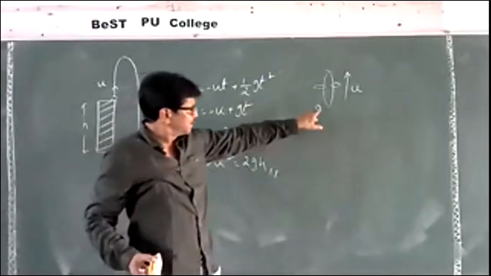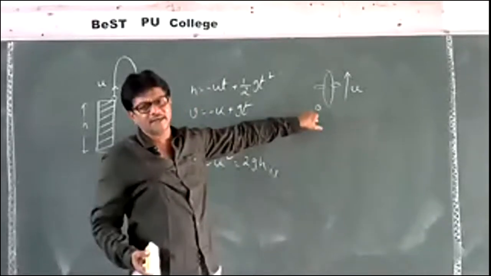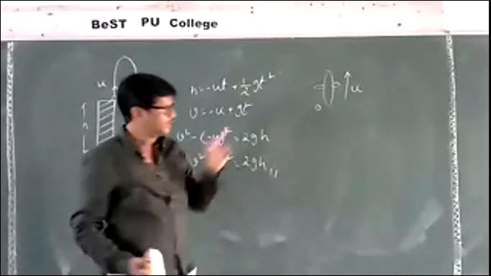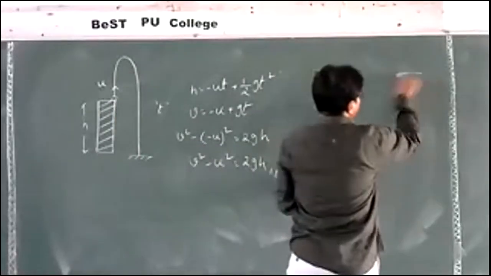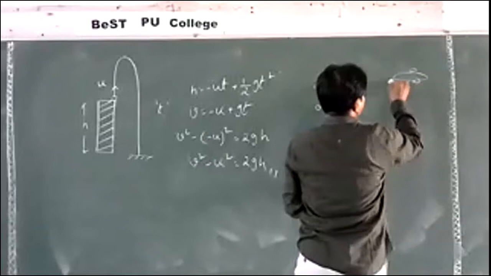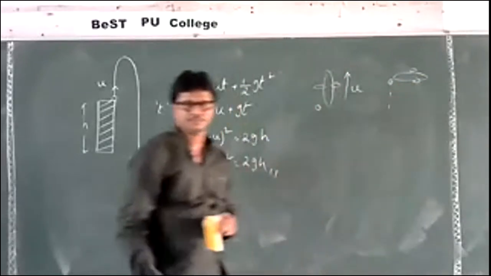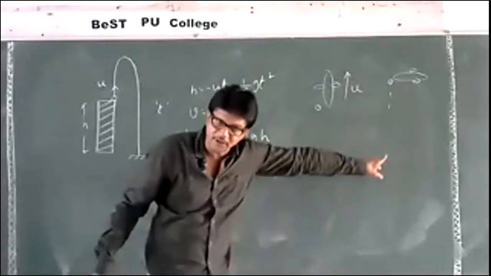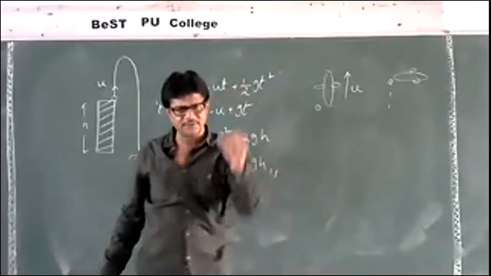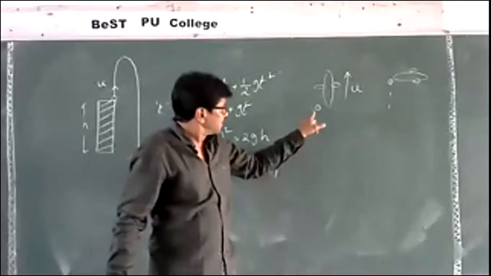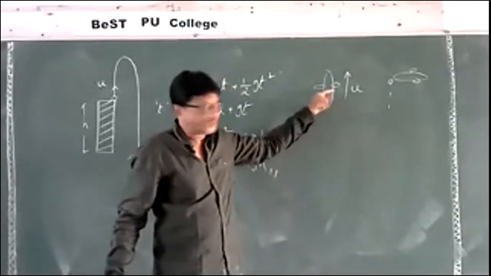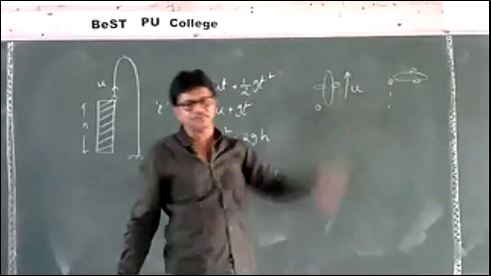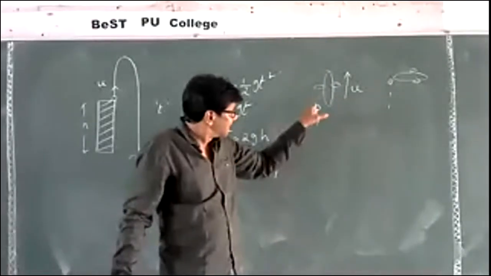So will this body behave like a freely falling body or not? That question arises. In the previous case, a body is dropped from an aeroplane which is at rest, and I said that this body behaves like a freely falling body. But here, the aeroplane is not at rest. It is rising, going up with a uniform velocity u. From there, I drop a body.